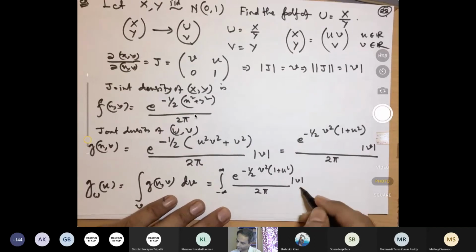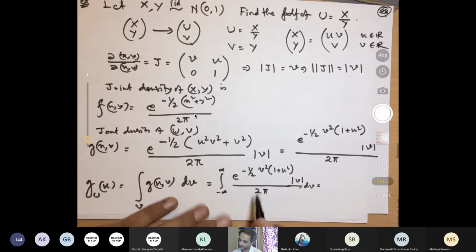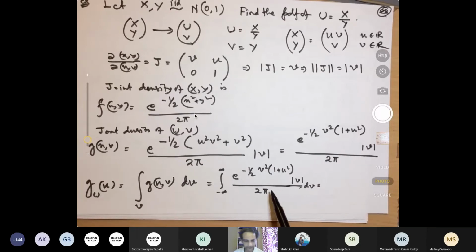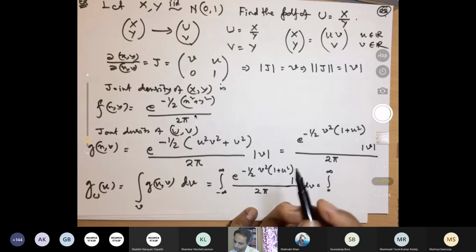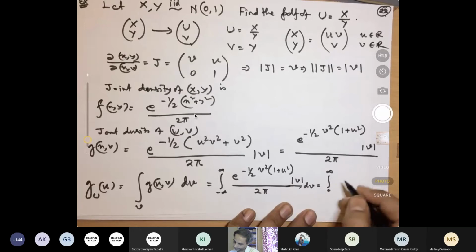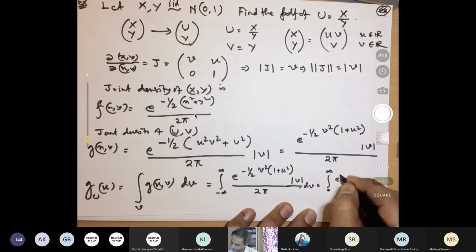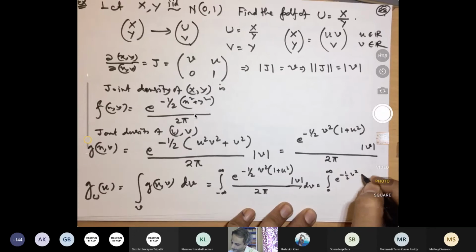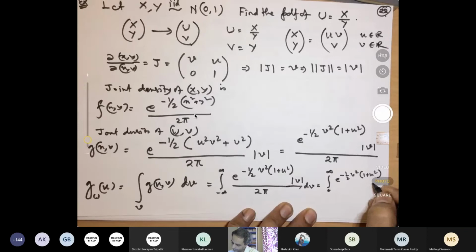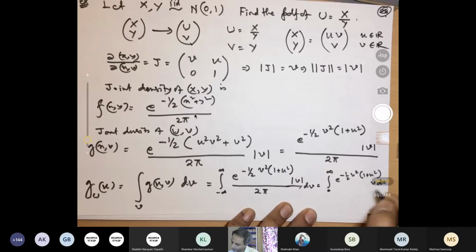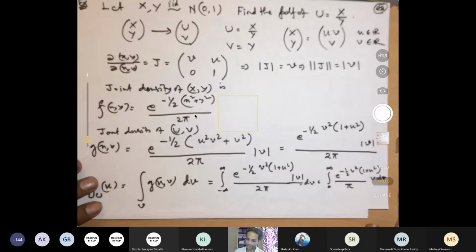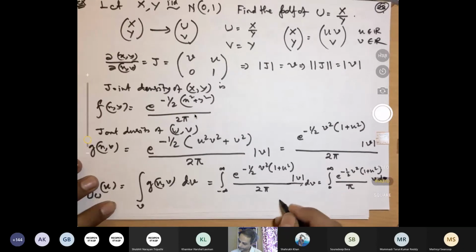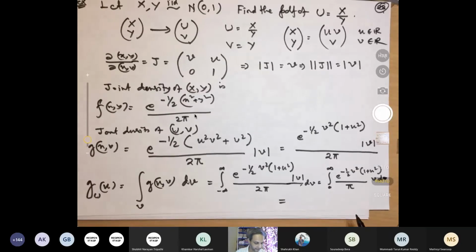But notice one thing here, that this is an even function of v. So what you can do is integrate from 0 to infinity, 2 times this integrand, e to the power minus half v square (1 plus u square) v dv, whole divided by pi. Is it okay? Now you tell me what the final answer will be.